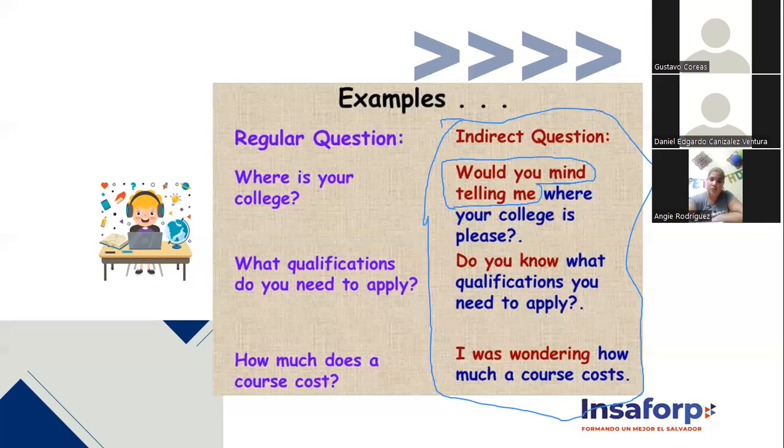Statement four. Before moving on, I want you to please open your microphone or the chat and send me one example of each category. One with verb to be, like this one. One with do, and one with does. Maybe you want to think about the regular and then the indirect one. I suggest using the introductory phrases that I have given: Would you mind telling me? Do you know? And I was wondering. So I will give you 3 minutes, one each minute, for you to create your own examples, okay? Try, please.